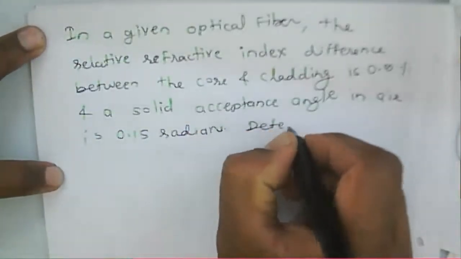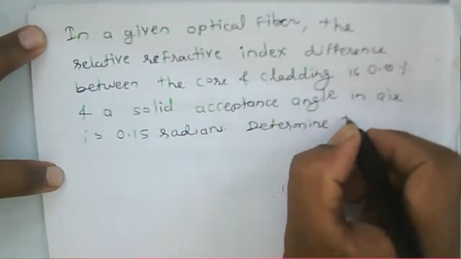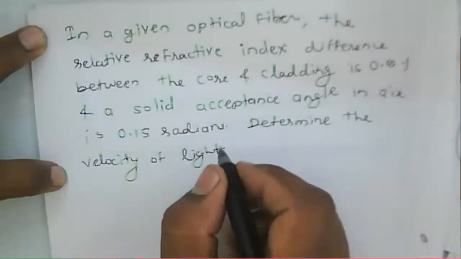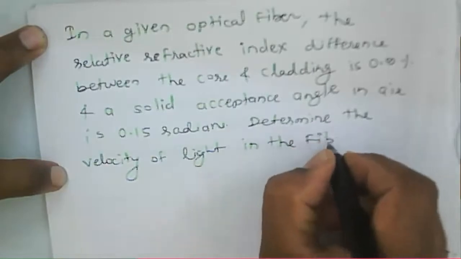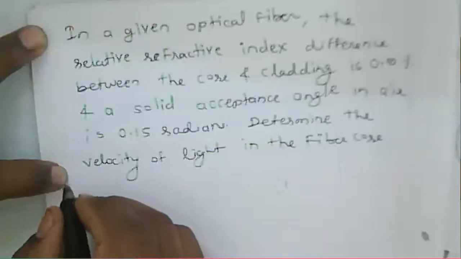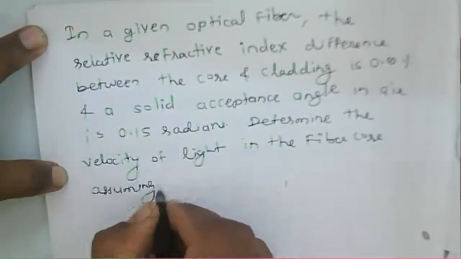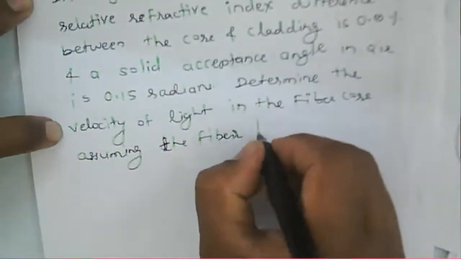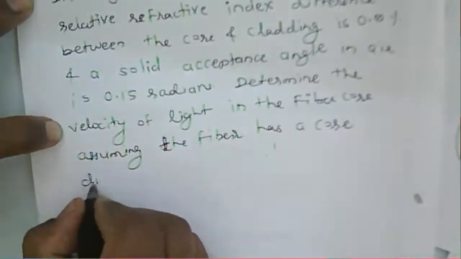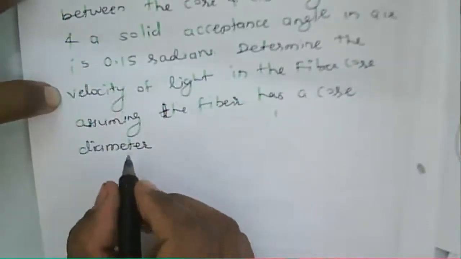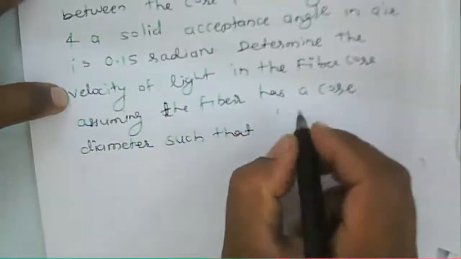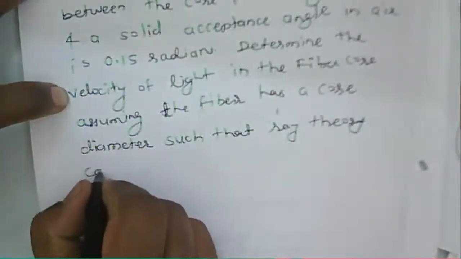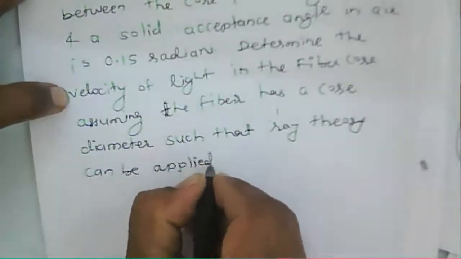Determine the velocity of light in the fiber core, assuming the fiber has a core diameter such that ray theory can be applied for analysis.